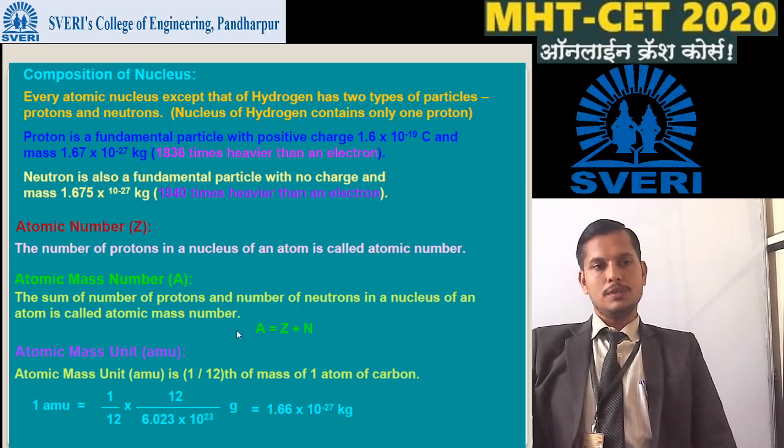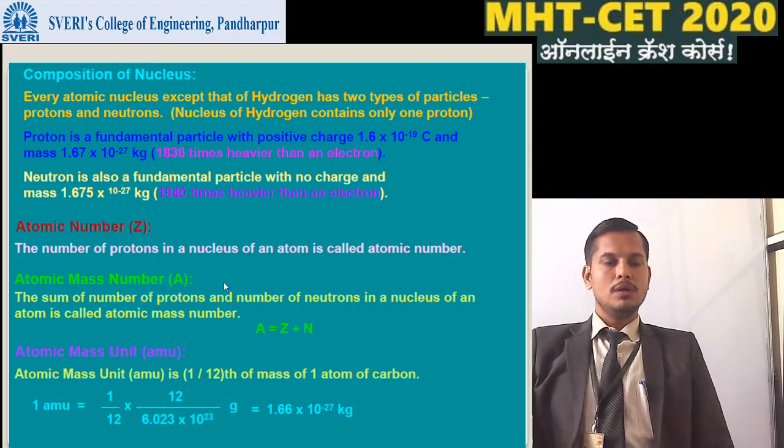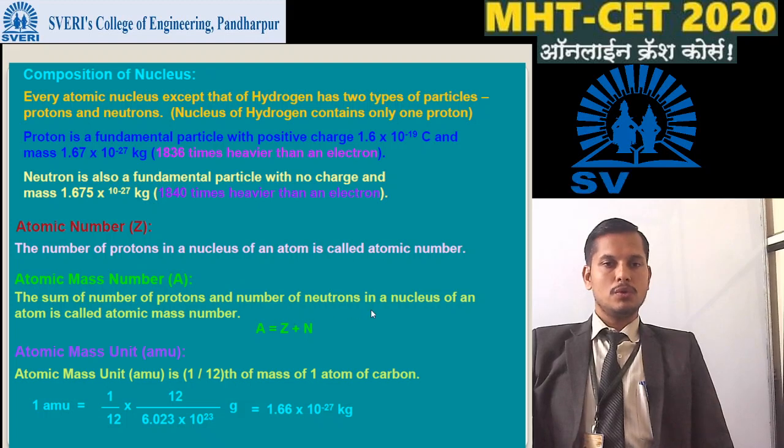Then let us check what is meant by atomic number. The number of protons in the nucleus of an atom is called the atomic number. The atomic mass number is nothing but the sum of the number of protons and the number of neutrons in the nucleus of an atom. So if you consider the atomic number as Z, that is the number of protons, and the atomic mass number as capital A, then A is Z plus N, where the sum of the number of protons, Z, and the number of neutrons, capital N, gives us the atomic mass number.